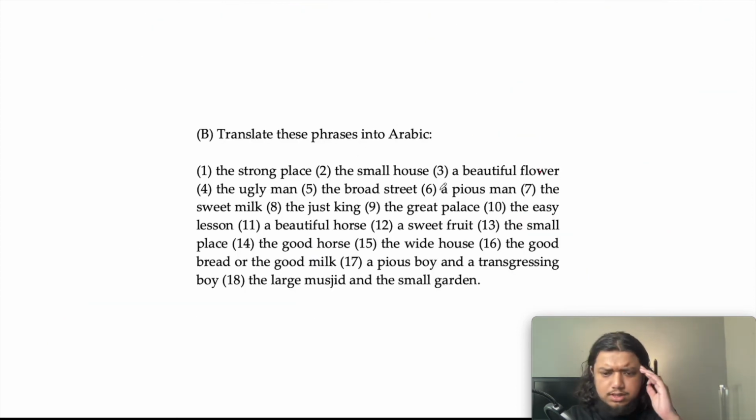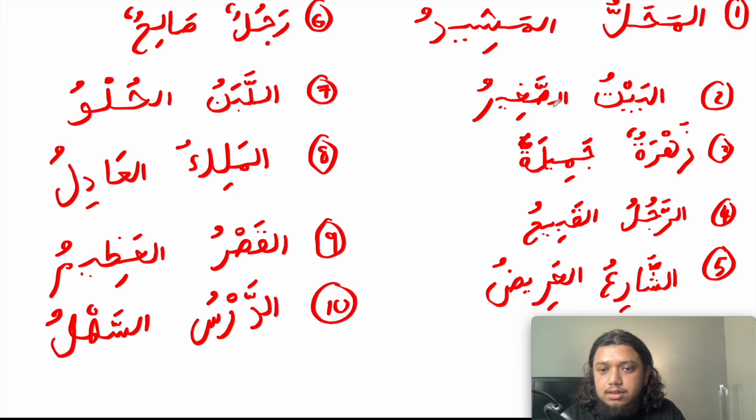Number 3, a beautiful flower. These words, as far as I can remember, were not mentioned in the book. However, I have translated them for you anyway. Zahratun Jamila. Zahra means flower and Jamil means beautiful.